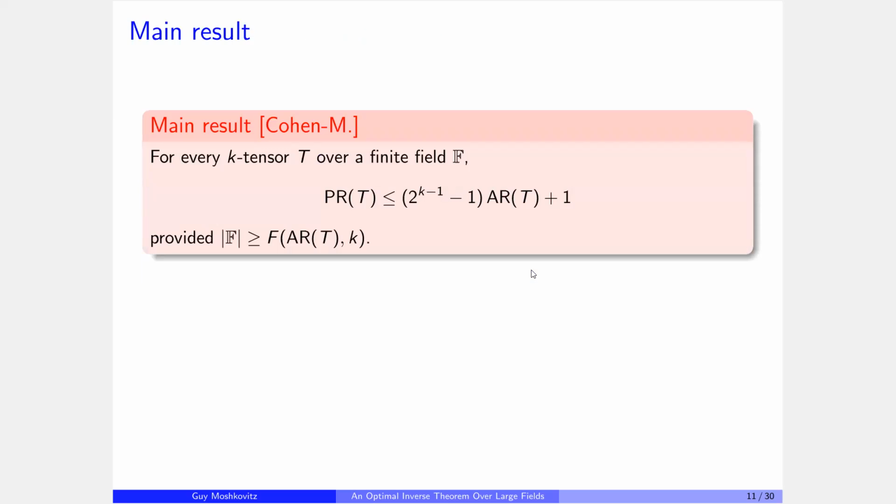And the more recent work with Alex shows that we proved the conjecture in the sense that we have a constant. So the power of the analytic rank is 1, and there's just a multiplicative constant. The only caveat is that we assume that the finite field is somewhat large.